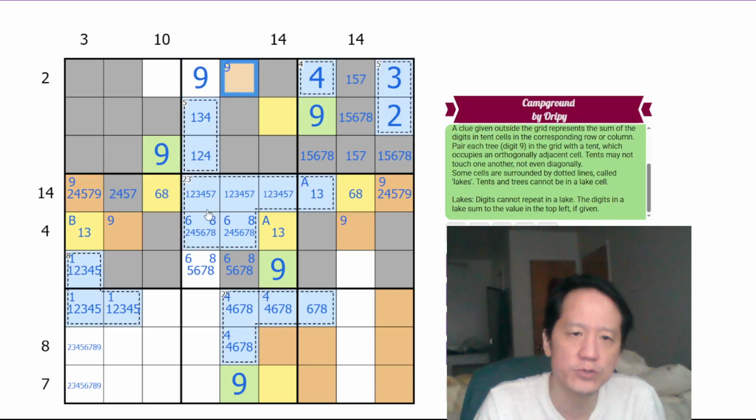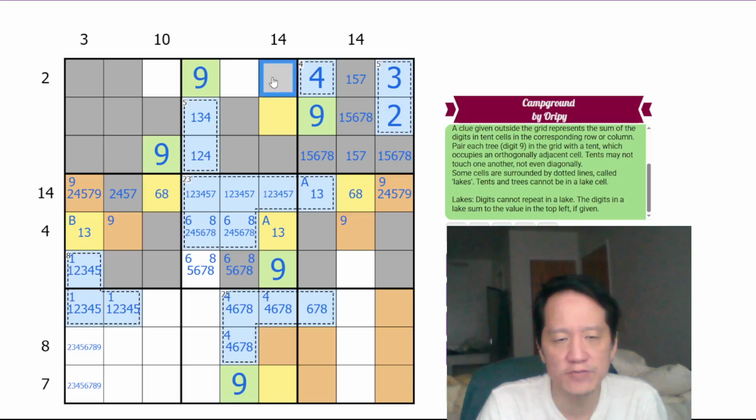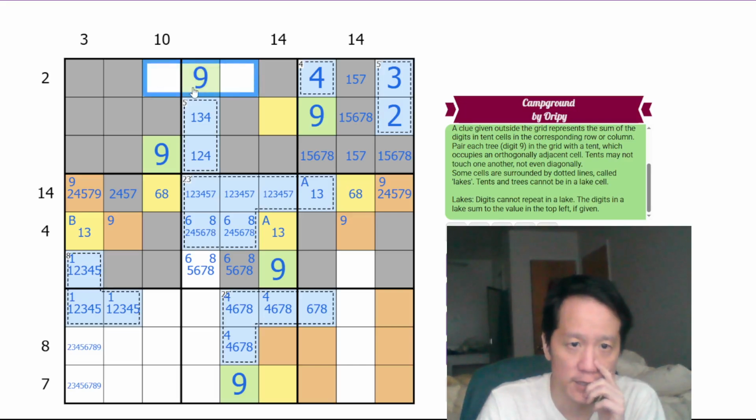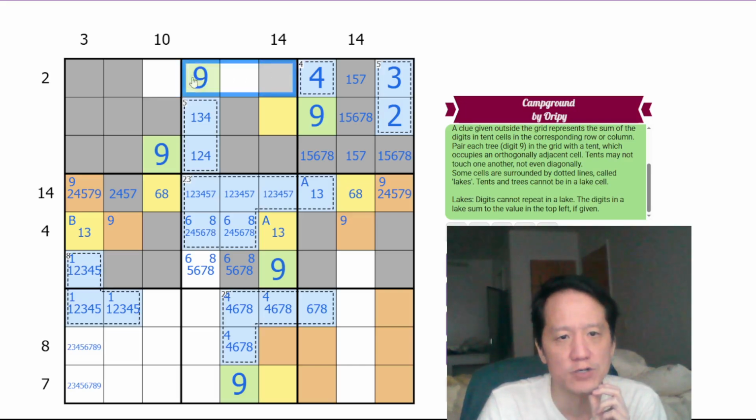Oh, I guess the 2 could be here. Yeah. This actually could be a tent. This is a tree. The 2 just has to be one of these 2, right? Again, you can't have a 2 here. So the 2 was one of these 3. And either way, the 9 had to be essentially one of these.